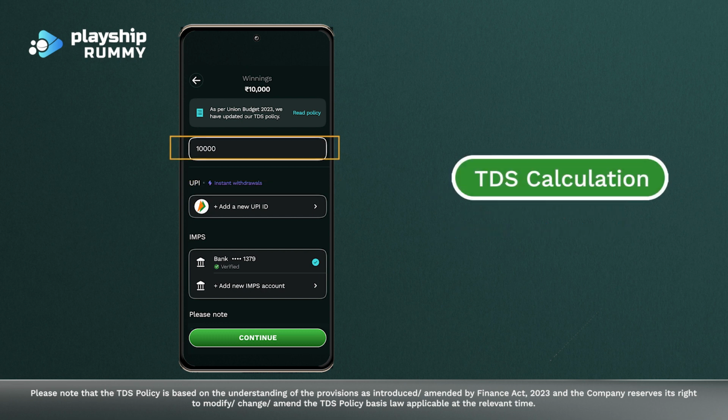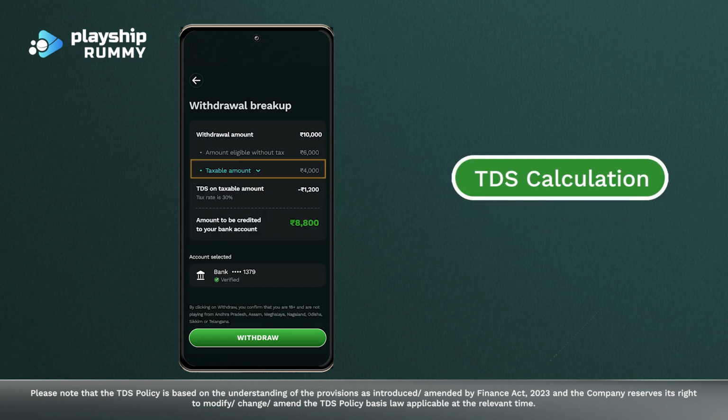If you withdraw rupees 10,000, then TDS is applicable on rupees 4,000 winnings at the rate 30% because you have already paid tax on rupees 6,000. This means that on a withdrawal request of rupees 10,000, the amount that will come to your account will be 10,000 minus 1,200, that is TDS on rupees 4,000 at the rate 30%, which is equal to rupees 8,800.